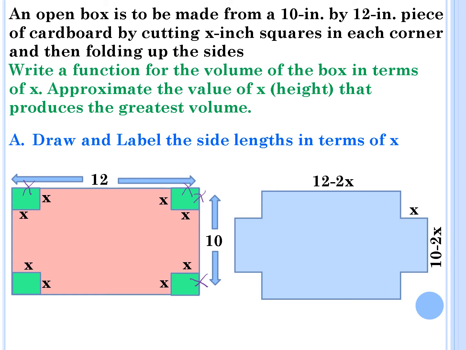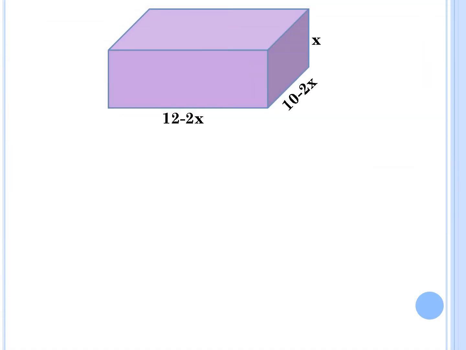But what does it look like when we fold it? Okay, so this is what our box looks like folded up. Our base has a length of 12 minus 2x and a width of 10 minus 2x. And then, of course, x is the height because that's the part that was cut to fold up to make the box.